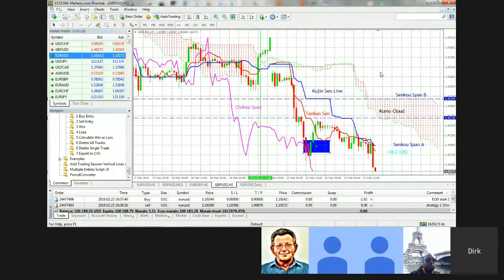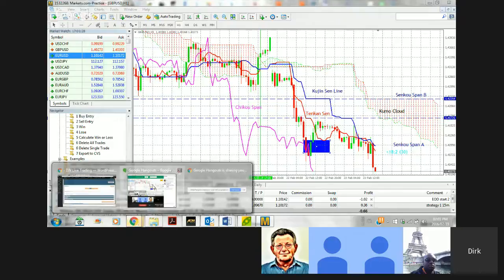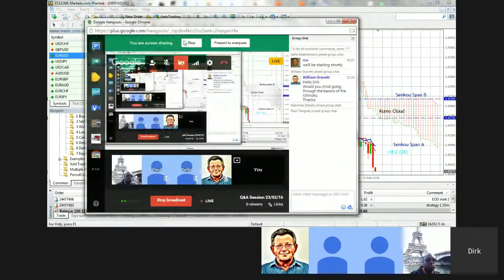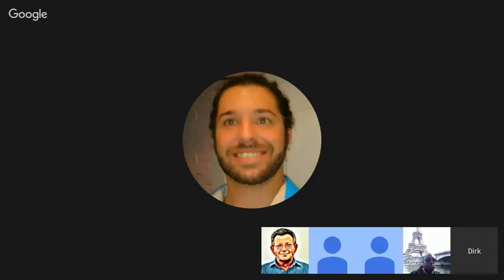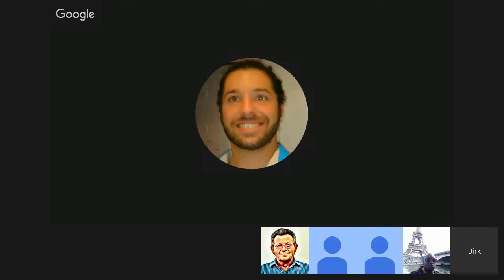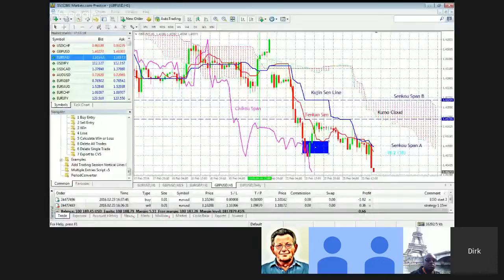Okay. Now, that basically covers everything that you need to know in terms of the Ichimoku. I'm just going to stop the screen sharing here again so that we don't get confused in terms of that. Okay, there we go. That should do that. Okay, so William, just let me know if that's basically covered everything for you, or if there's anything else that you'd like me to touch on in particular with the Ichimoku.